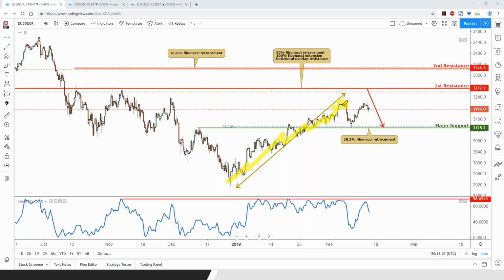Okay, and again, like I said, this is what happens. The market goes into congestion, but then it eased back down. Where did it ease back down to? It eased back down to, number one, our major support level, as well as the Fibonacci level at 38.2.